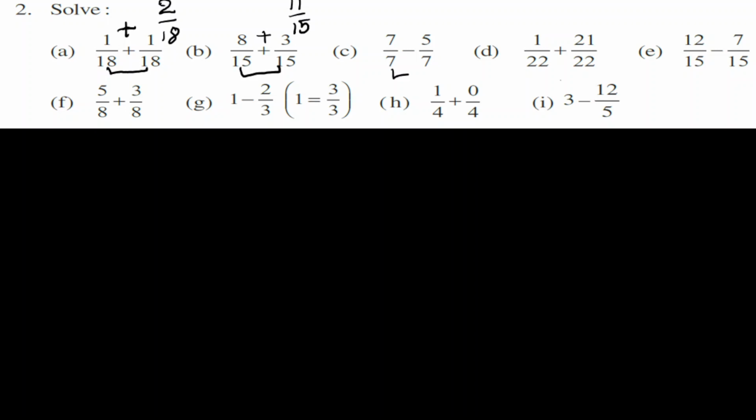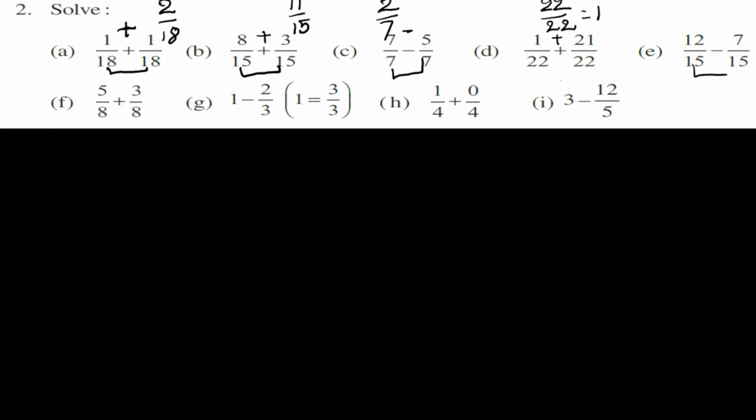And here also these are like fractions. So we can directly subtract the numerators. You know that 7 minus 5 is nothing but 2. You need to retain the common denominator. And here also 1 plus 21 is nothing but 22. And the common denominator is 22. So 22 by 22 is nothing but 1.